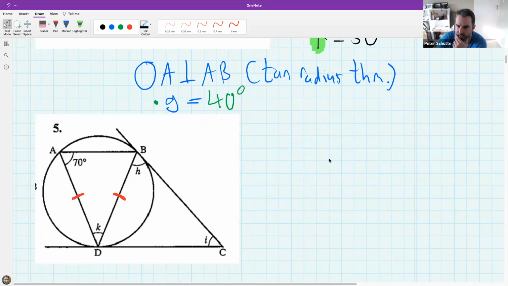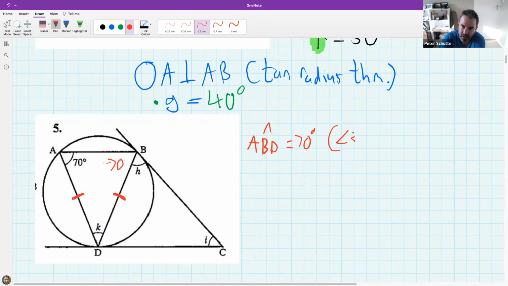Does tan radius also apply to the other tangent? It does, Annie, if it's joined to the center point, yes. Okay, it means that they're equal, absolutely. So if those two sides are equal, the angles opposite those two sides will also be equal. So we can say ABD equals 70 degrees, and the reason is angles opposite equal sides.